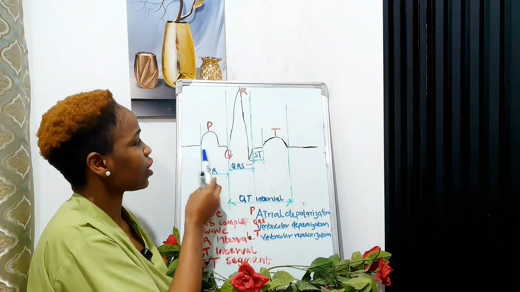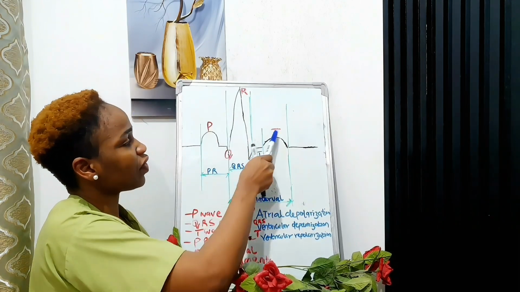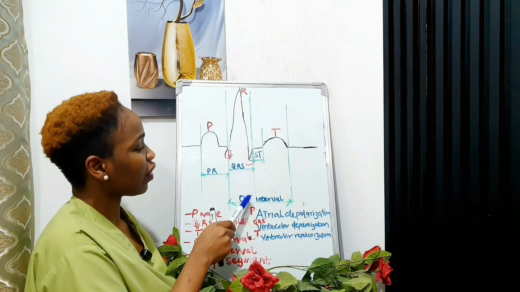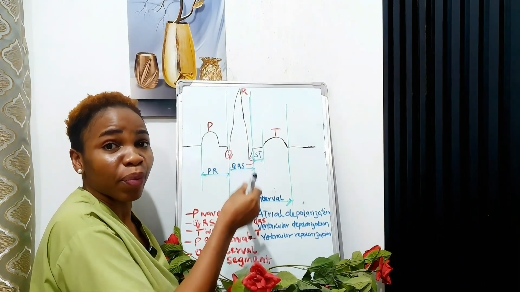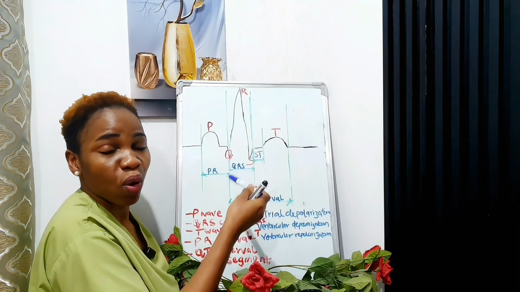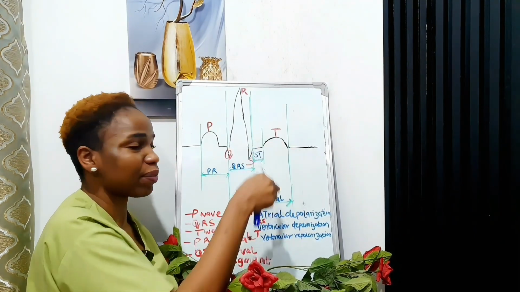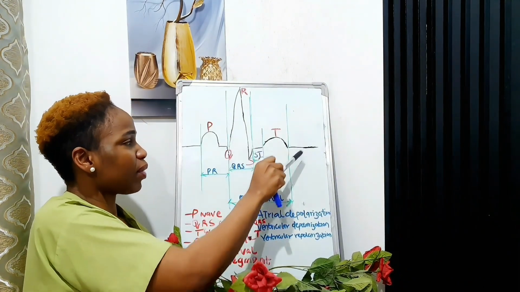What are the landmarks? We have the P wave, we have the QRS complex, we have the T wave. Okay, we also have the PR interval, we have the QT interval, and we have the ST segment. These are important landmarks you need to know when interpreting an ECG. If anything goes wrong in any of these landmarks, this indicates that something is wrong. Normally, this landmark should be like this.